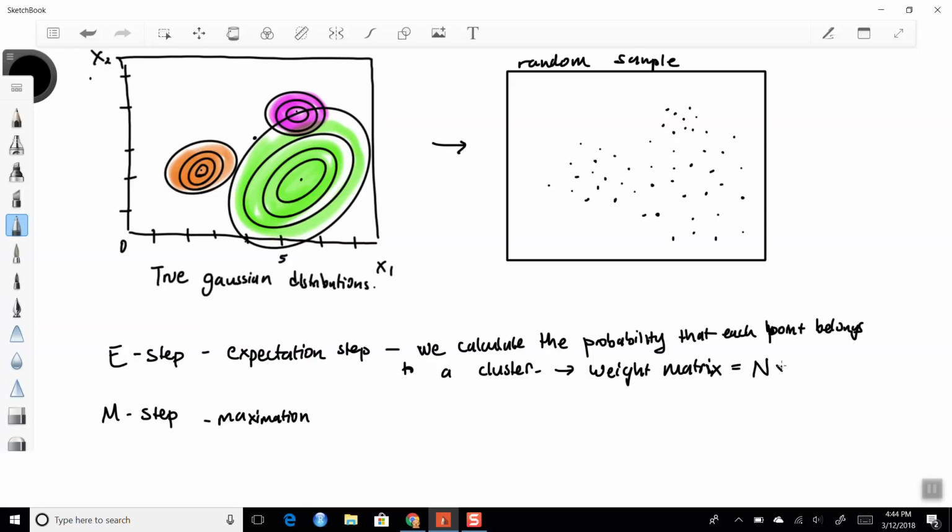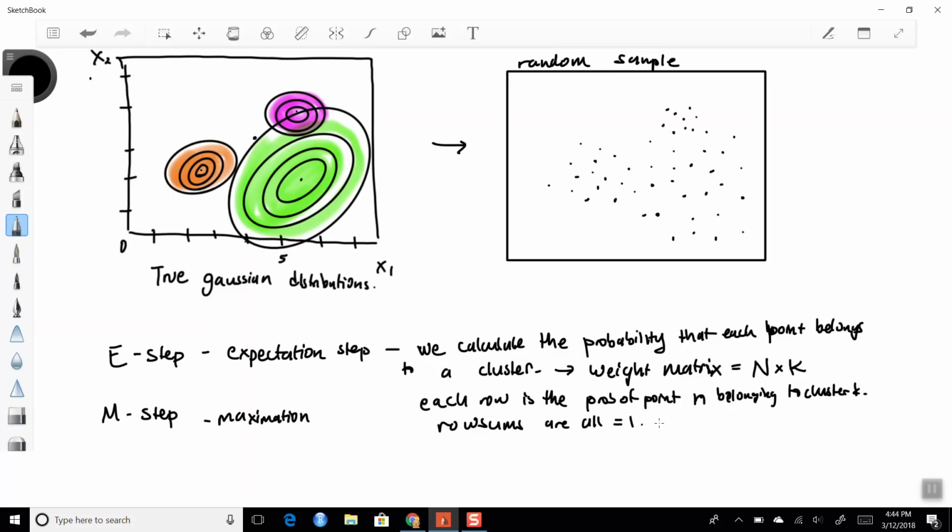It's going to be n by k. It's each point, and the probabilities, the row sums will all be 1, okay? N by k, each row is the probability of point n belonging to cluster k. Okay, so the row sums are all equal to 1. So that's the E step. Does that kind of make sense?